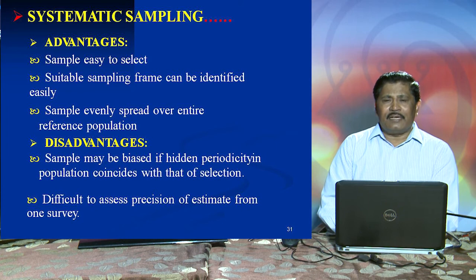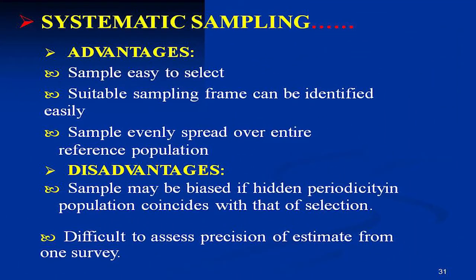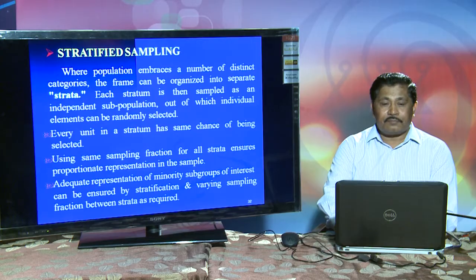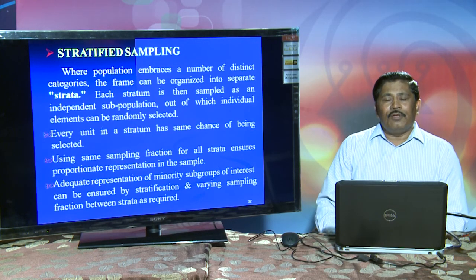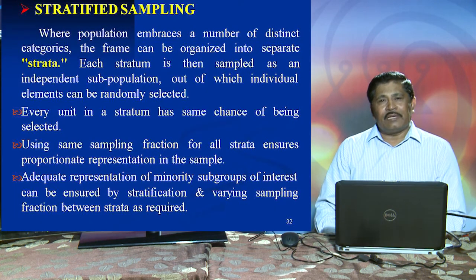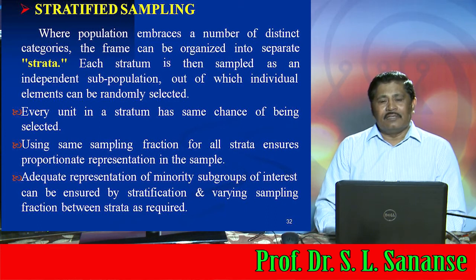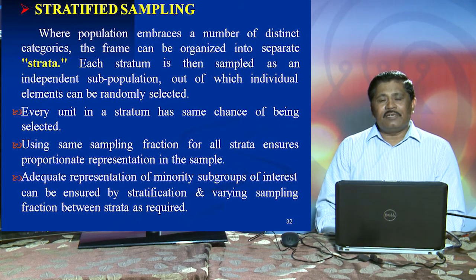There are some disadvantages also, that we also have to look into. So, this sample may be biased if a hidden pattern in the population coincides with that of selection, and it is difficult to assess the precision of the estimate from one survey. Then we have seen, friends, simple random sampling, in which without modifying the population we are selecting the samples. Then we have seen systematic sampling, in which the first unit is selected randomly, other units are automatically selected. The next important sampling design is stratified random sampling.